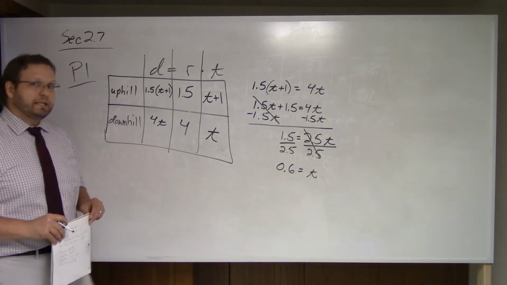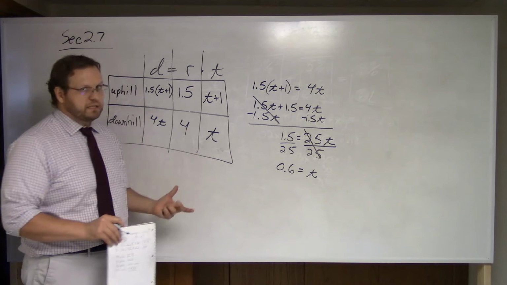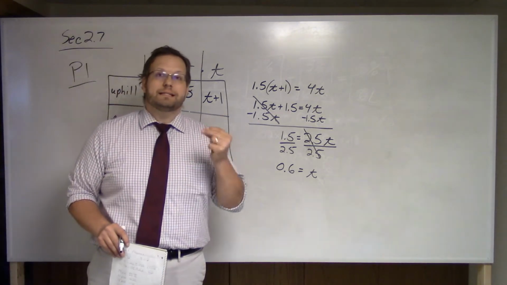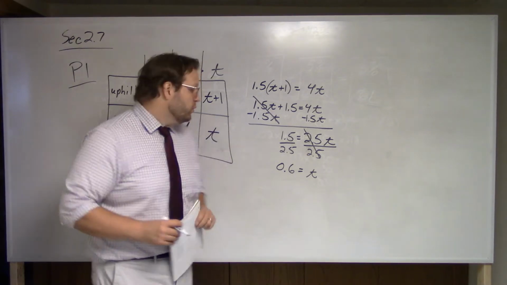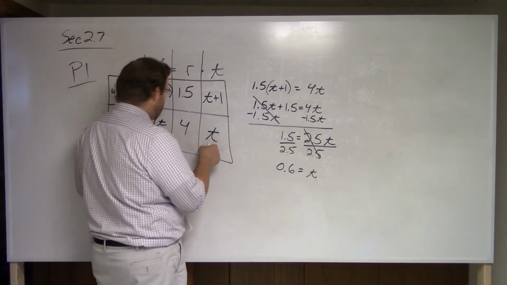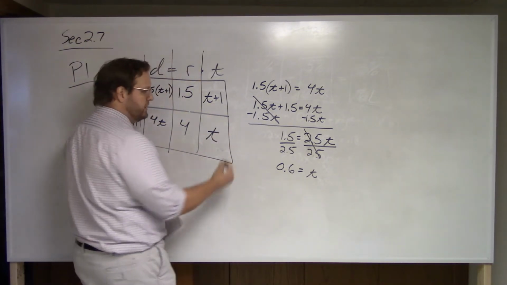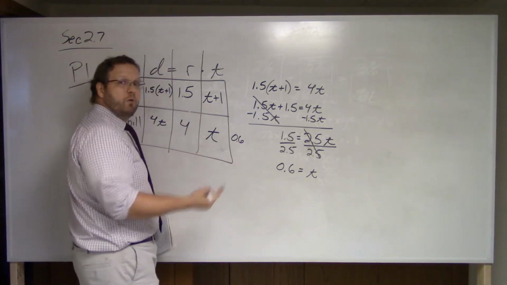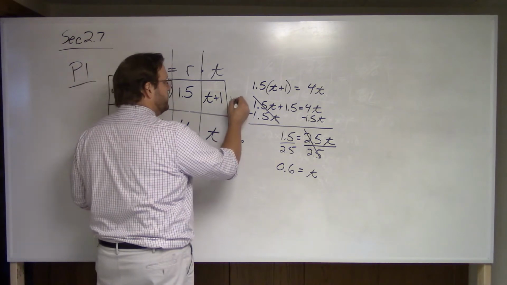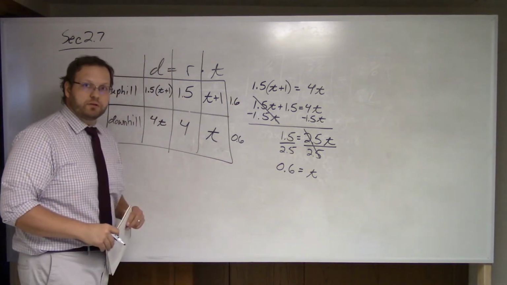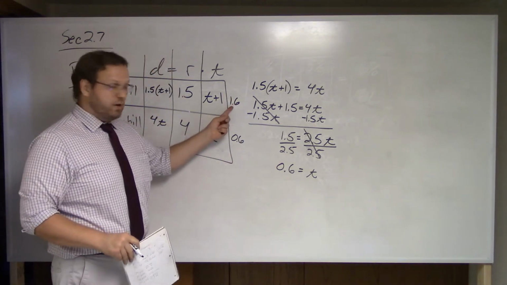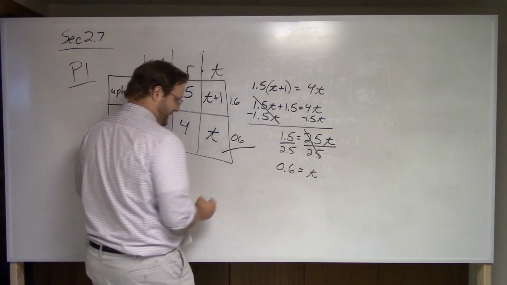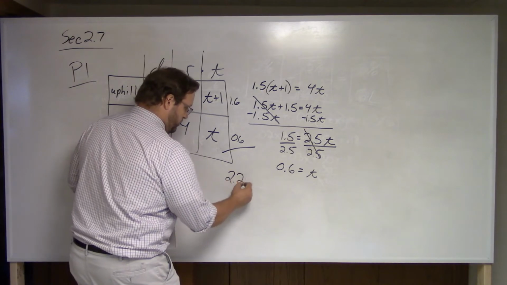Okay? Now make sure you interpret, especially these distance problems, make sure you answer the question. They asked how long did the entire hike take? We just found t. That's the time they took to go downhill. But to go uphill was an hour more than that. So uphill was 1.6 hours. 1.6 hours up, 0.6 hours down. Add those up, and you have 2.2 hours.